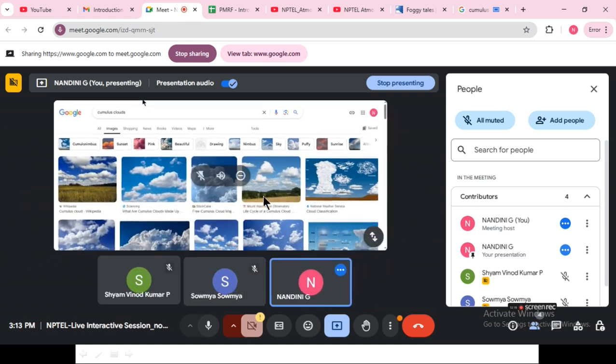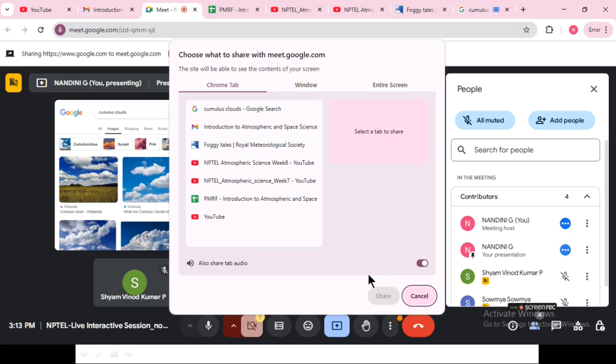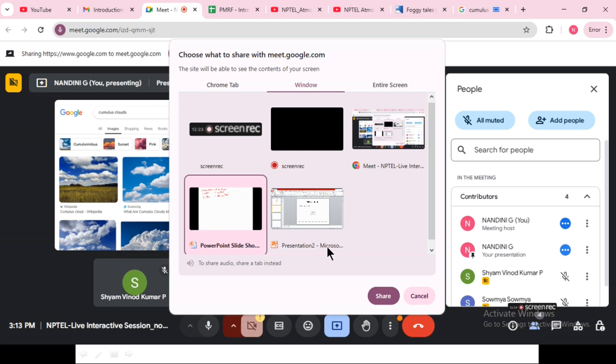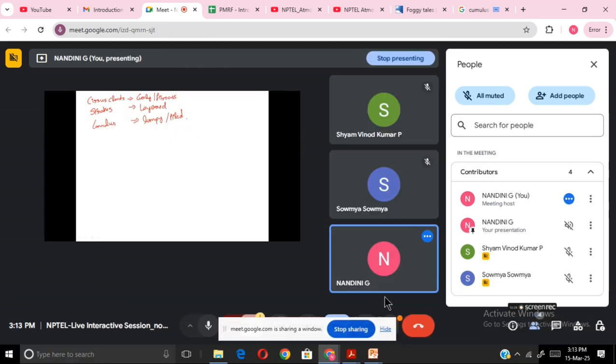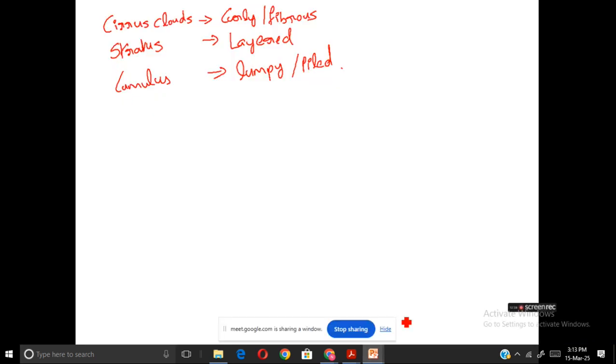So those are the three types of clouds based on shape. So we have cirrus, stratus, and cumulus. So those are three types based on the shape of the cloud.